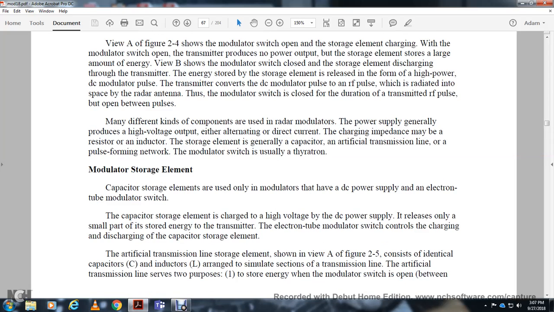the modulator storage element. The capacitor storage element of the modulator has a DC power supply with an electron tube modulator switch. The capacitor storage element is charged to a high voltage by the DC power supply and relies on only a small part of the stored energy to be transmitted by the electron tube.